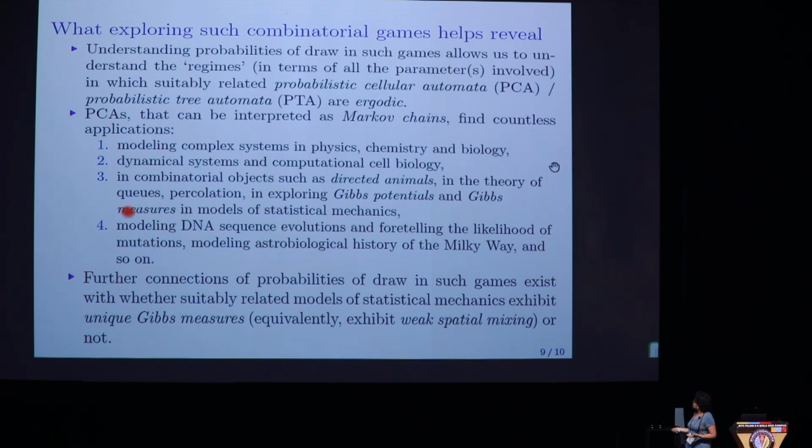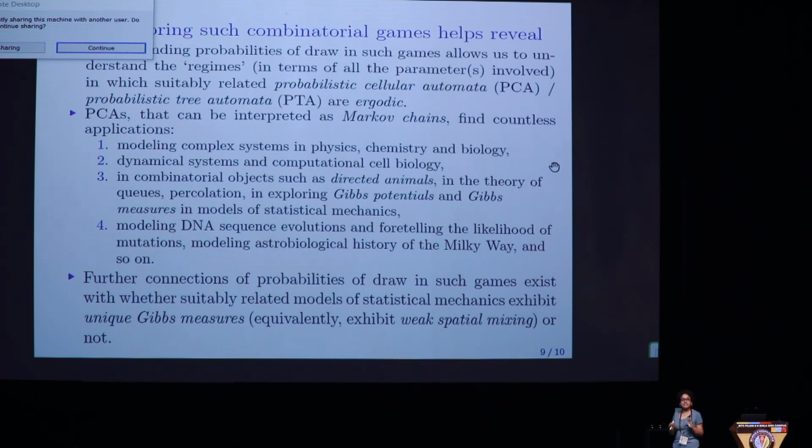I even found this paper that talks about modeling astrobiological history of the Milky Way using cellular automata, which is, to me, amazing. So we are interested in knowing more about these objects. And okay, I'm going to end here. Ergodicity is a question that comes up very much in my research and is of primary interest to me. And I wanted to talk about that. And thank you again for giving me the opportunity.